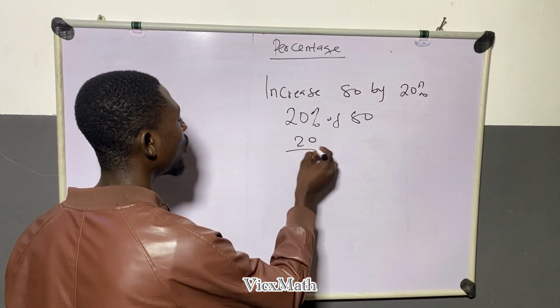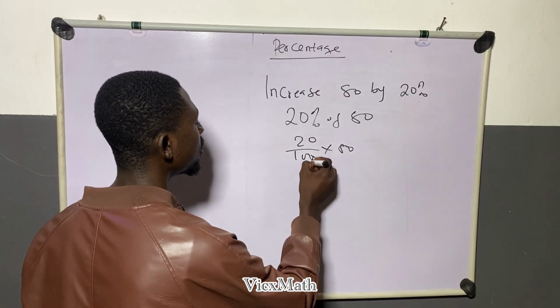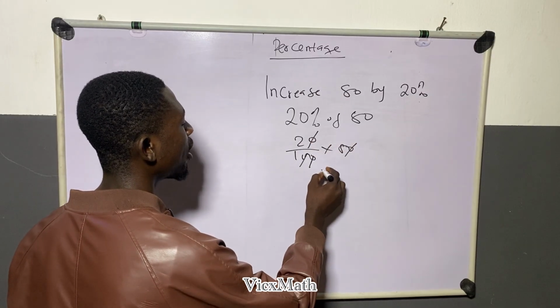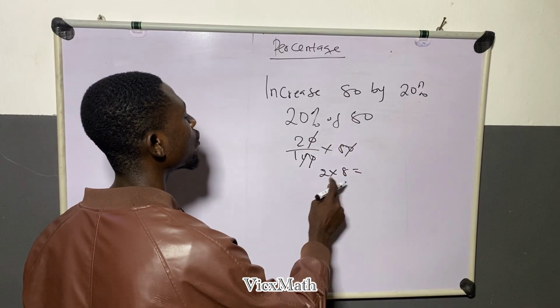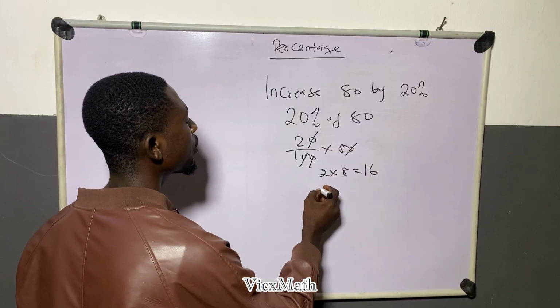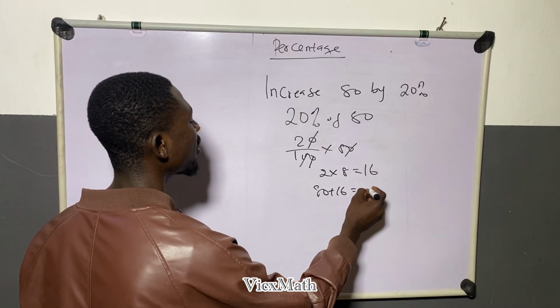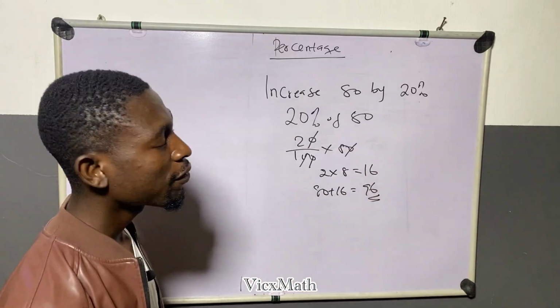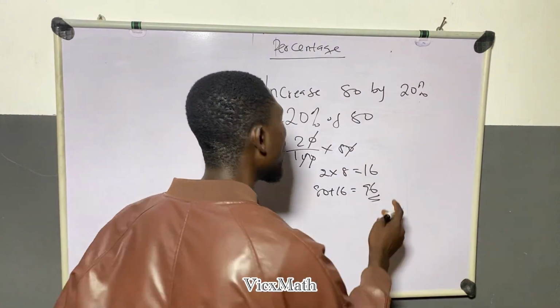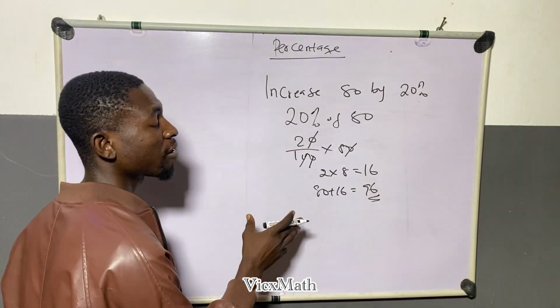You do 20 over 100 times 80. 0 cancels this, 0 cancels this. So we have 2 times 8, which will give us what? 16. Now at the end, you come and do 80 plus 16, and your answer will be 96. That's correct. That's for increase. This is correct, but I wouldn't like you to stress yourself much doing this.